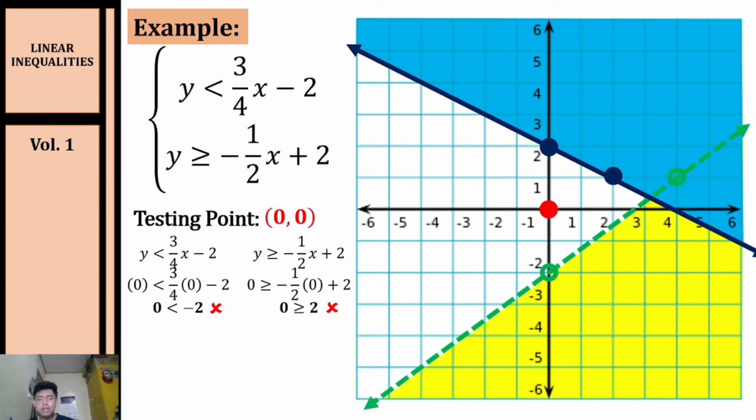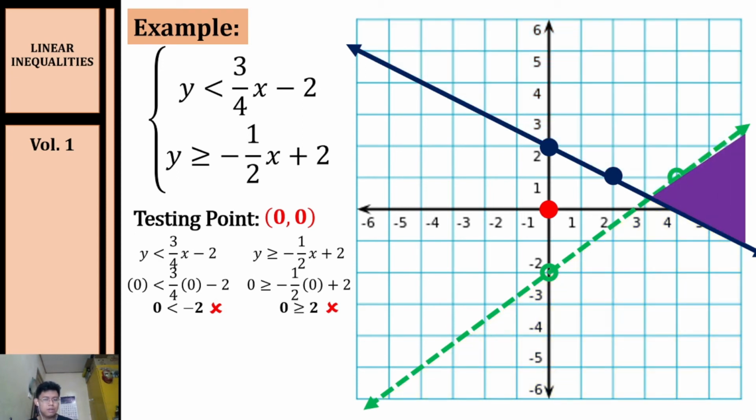Let's identify the intersection of our shaded region. It is located here. So this will be our solution to our linear inequality.